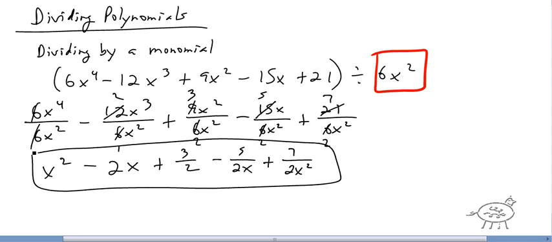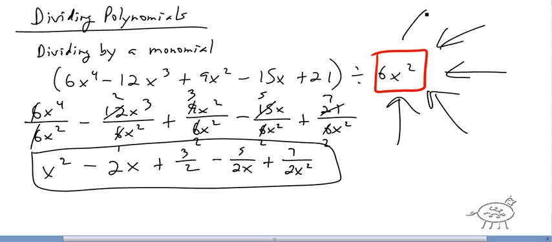That is your answer. Okay? So that's all you do. Divide each one of those terms by that 6x squared. But again, only when this is a monomial are you going to do that. Okay? Lots of arrows. Very friendly.